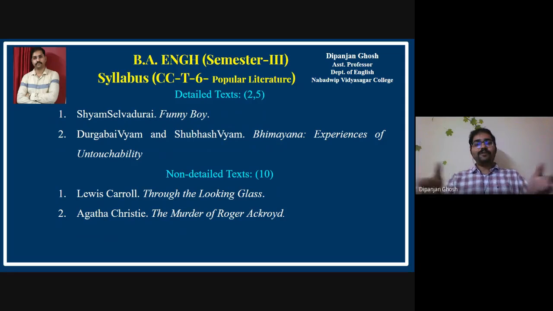And as you can see, Through the Looking Glass is a kind of children's literature, though at the same time we know that children's literature is not made for only children. But ultimately, Through the Looking Glass and The Murder of Roger Ackroyd and Funny Boy and Bhimayana, four different texts, are the signature texts that have been considered as representing a particular genre, representing a particular group of literature. So these have to be dealt with in detail, and I hope if you go through the text, then you will get the confidence that will help you to write your answer properly.